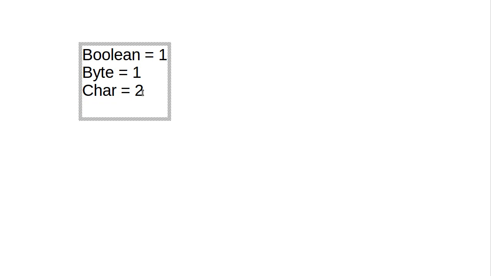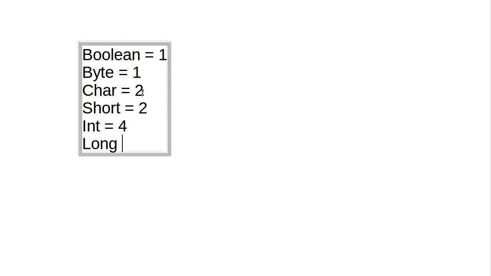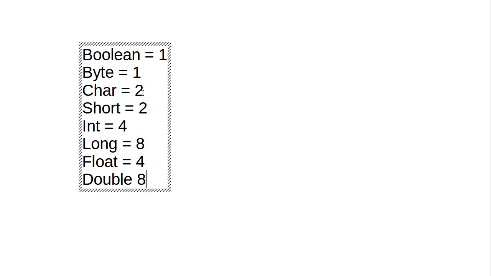Beyond the boolean, byte, and char, we then have, for example, the short type. The short is another 2-byte integer type. The int type is a 4-byte integer type. The long type uses 8 bytes. Floats take 4 bytes, and doubles take 8 bytes.